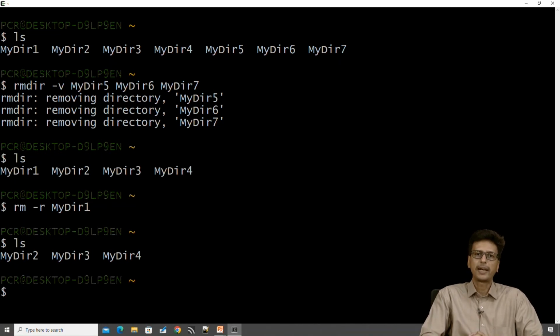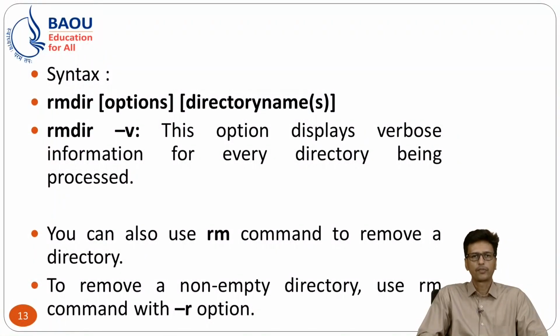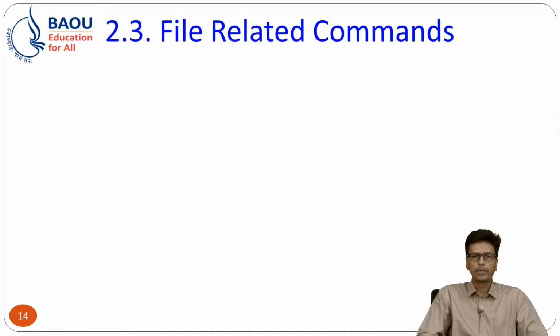Our directory mydir1, which is not empty and has some subdirectories in it, can still be removed with the help of the R option, right? So these are the options for the rmdir command. Now these 4 commands that we have seen, pwd, cd, mkdir and rmdir, are related to directories.